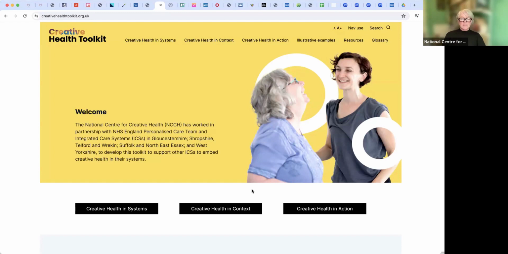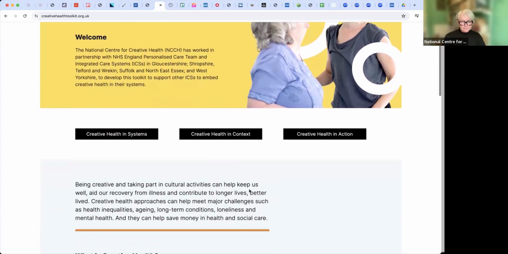www.creativehealthttoolkit.org.uk. It was developed in partnership with NHS England Personalised Care Team and 4 integrated care systems: Gloucestershire, Shropshire, Telford and Wrekin, Suffolk and North East Essex, and West Yorkshire. The aim is to support other integrated care systems to understand the enablers and barriers to embedding creative health across their system. You can see that it has sections on creative health in systems, in context, and in action, and I'll explain all of these briefly.